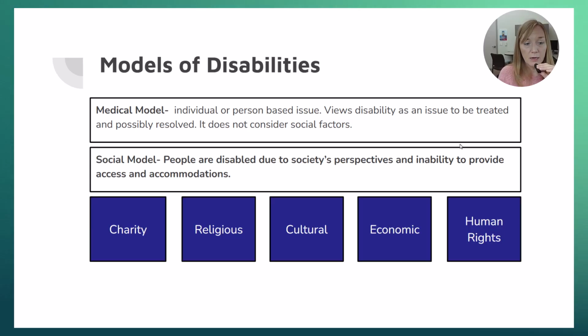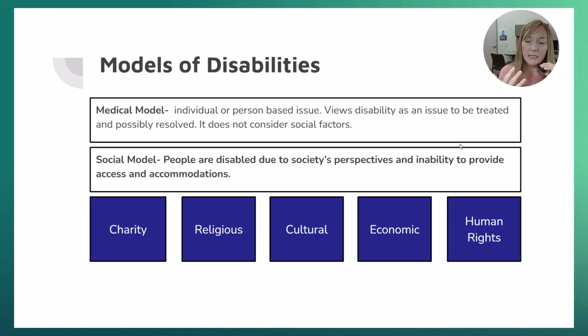There are additional models that we can think about. The charity model would look at it from a lens of if you have a disability or you have somebody in your family that has a disability, that warrants pity and consideration and kindness. A religious model would look more at it through the lens of you've been either given a gift or a curse or possible punishment. That's the lens they're going to look at disabilities through.